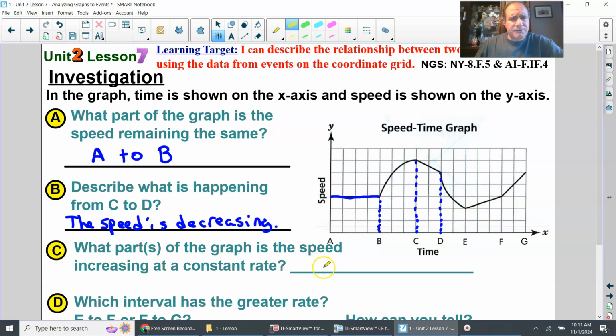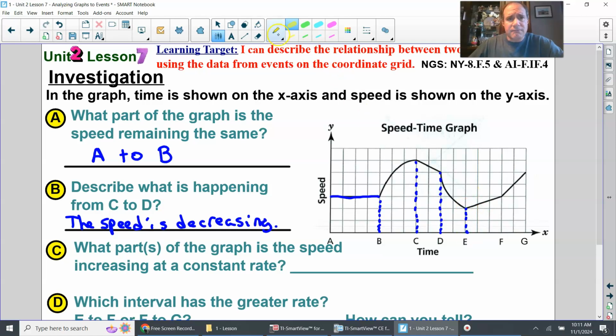What part of the graph is the speed increasing at a constant rate? So this is not a constant rate. You see how this right here from B to C is a curve? That is not a constant rate. This is not increasing at a constant rate. From D to E is not increasing at a constant rate.